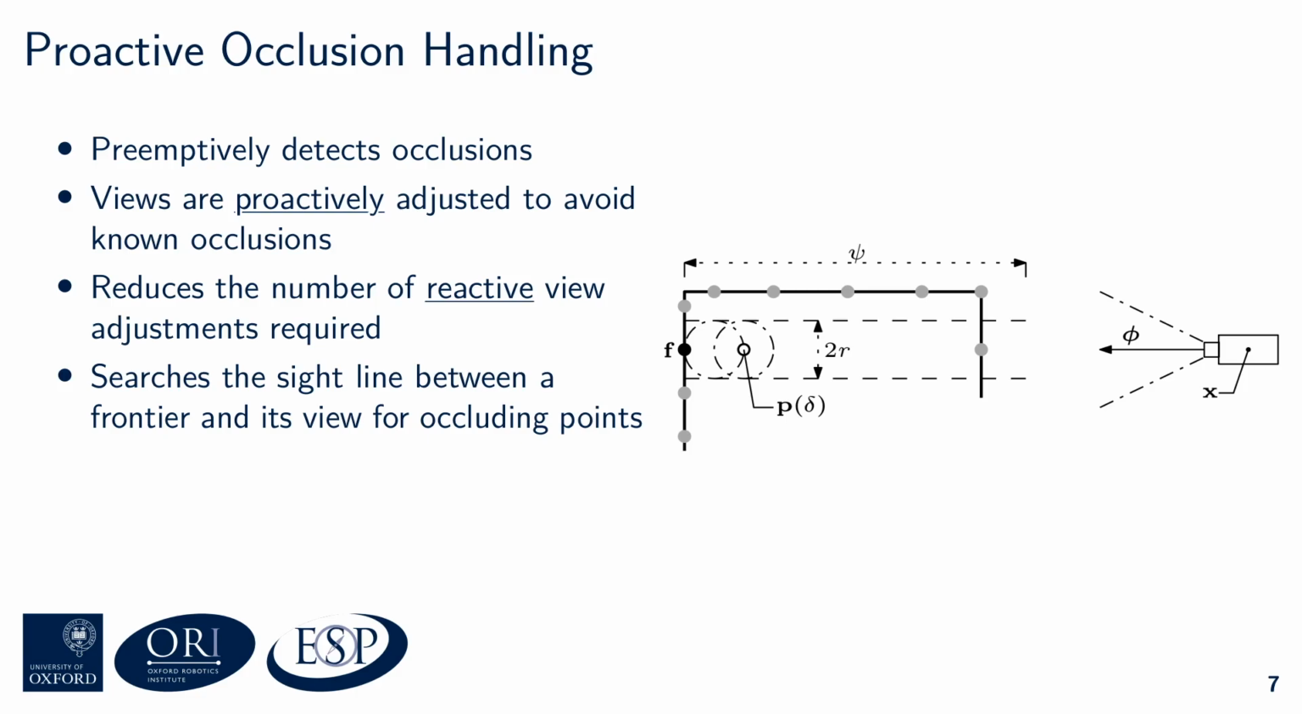In this representation, occlusions are denoted by the presence of occluding points between a frontier point and its associated view. They are detected by performing incremental radius searches along the sight line from the frontier point to its view, up to a user-specified distance psi. The view is considered occluded if any points are found within a radius search.